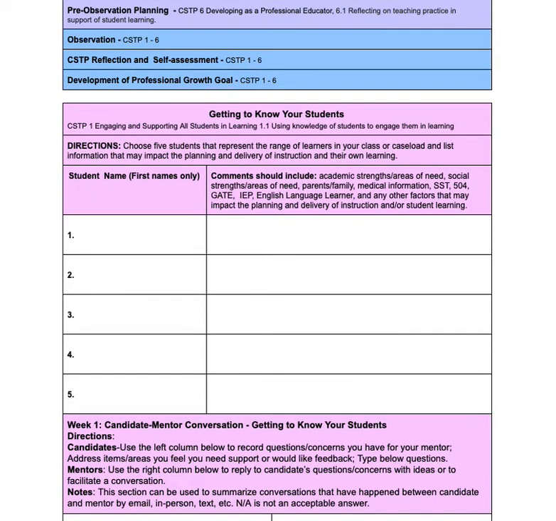Getting to know your students. Completing the student profile will help you learn about your student teaching context. Choose 5 students that represent the range of learners in your class or caseload and list information that may impact the learning and delivery of instruction. Please include the first names only of students as well as comments about their academic strengths or areas of need, social strengths or areas of need, parents and family, medical information, SST, 504, GATE, IEP, English language learner, and any other factors that may impact the planning and delivery of instruction and/or student learning.